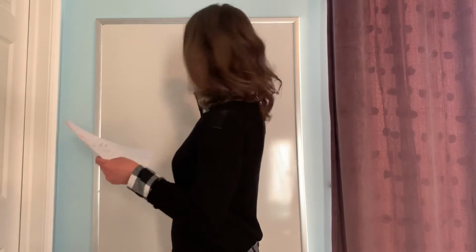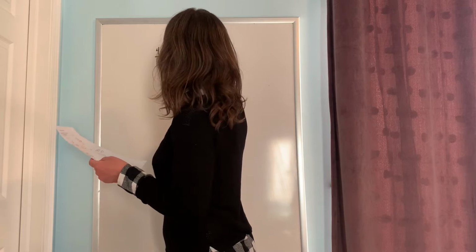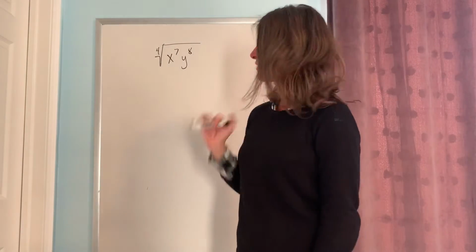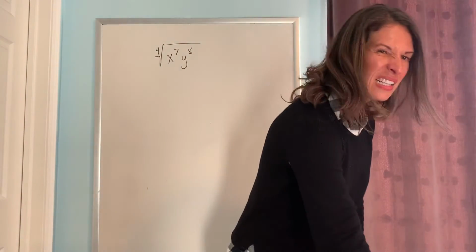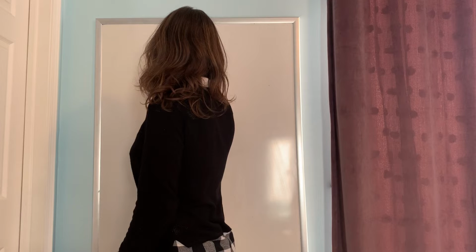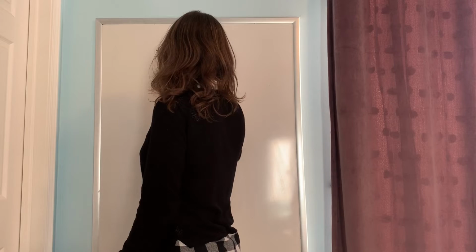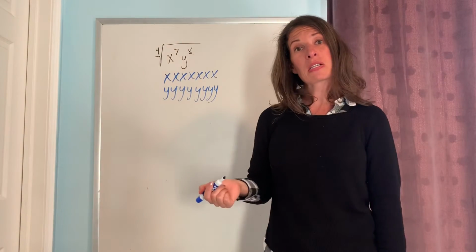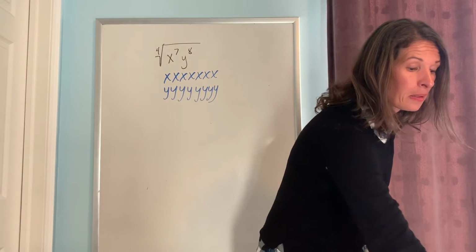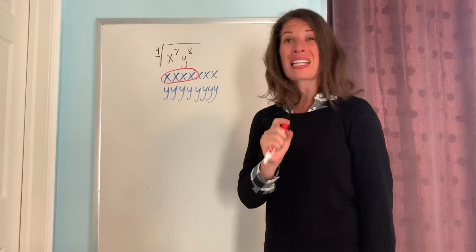All right, so number 6. I have the 4th root of x to the 7th, y to the 8th. So I'm going to write down 7 x's and 8 y's in a different color. And how many am I going to circle in a group? 4. That number tells me how many I'm circling. So groups of 4. I only have 3 x's left, which means I can't circle them.